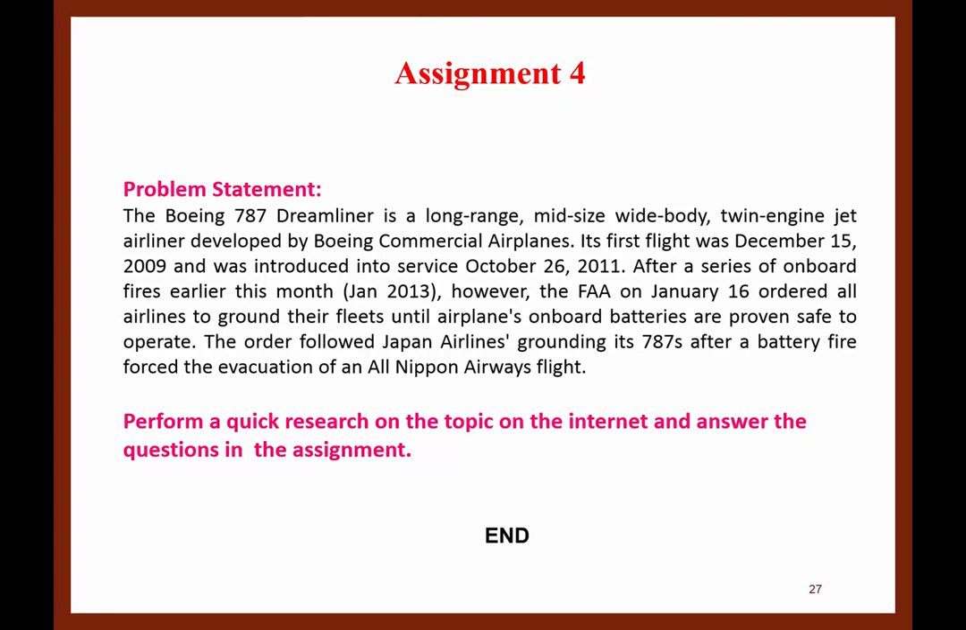And then this is a third case study that I want you to research a little bit. This is about the Boeing 787 Dreamliner, which was a long-range, mid-size, wide-body, twin-engine jet airliner developed by Boeing Commercial Airplanes. Its first flight was December 15, 2009, and it was introduced into service on October 26, 2011. After a series of onboard fires in January 2013, the FAA on January 16 ordered all airlines to ground their fleets until the airplane's onboard batteries are proven safe to operate. The order followed Japan Airlines grounding its 787 after a battery fire forced the evacuation of an All Nippon Airways flight.